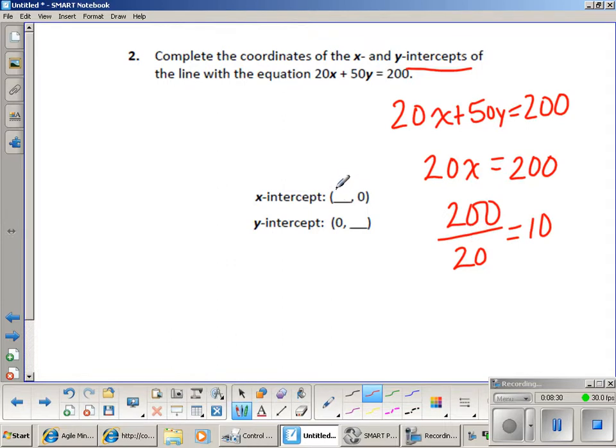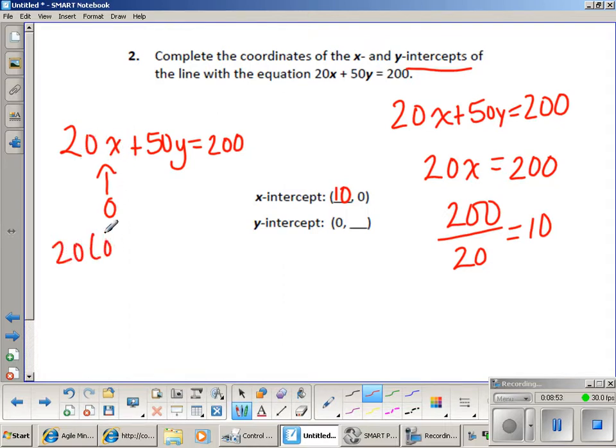Awesome. Okay, y-intercept, same type of thinking. What did we learn about y-intercepts? We learned that at that point the x is always 0. So again, I can think of my x as being 0. What's 20 times 0, guys? Yep, 0. So what happens to this 20x? Gone. Hide it. Cover it up. What am I left with? I just really have to think about what 50y = 200 is. In other words, 50 times what is 200?